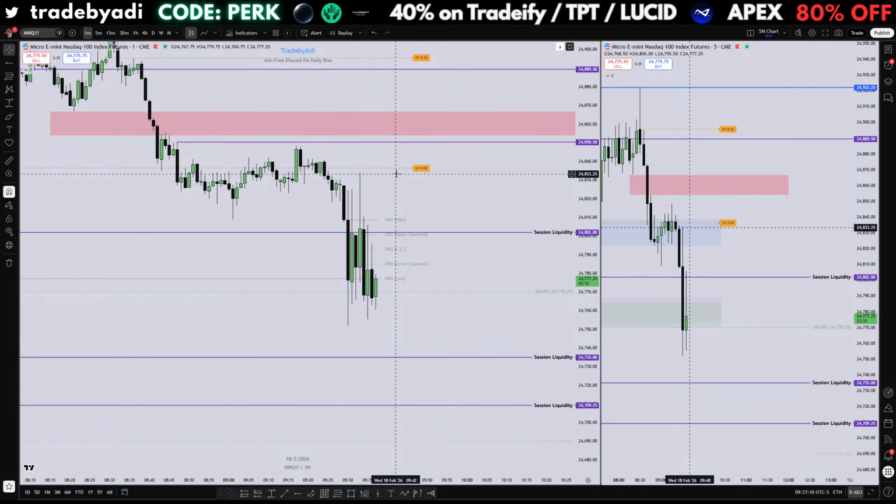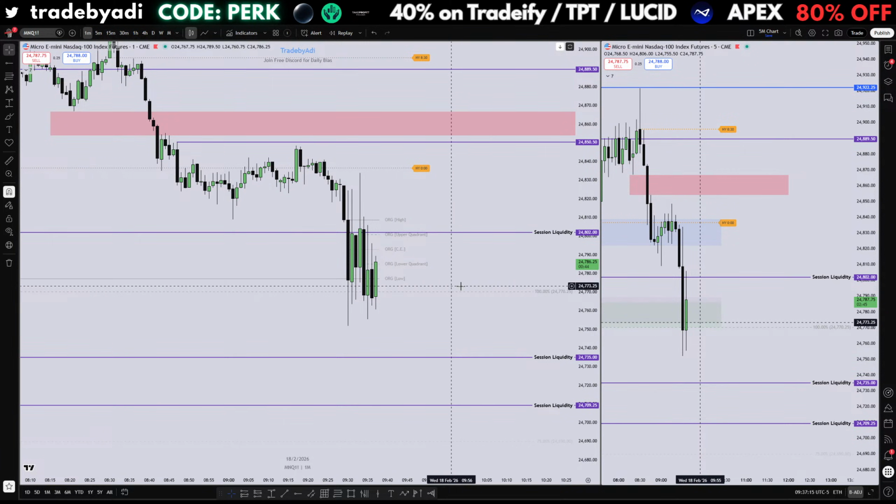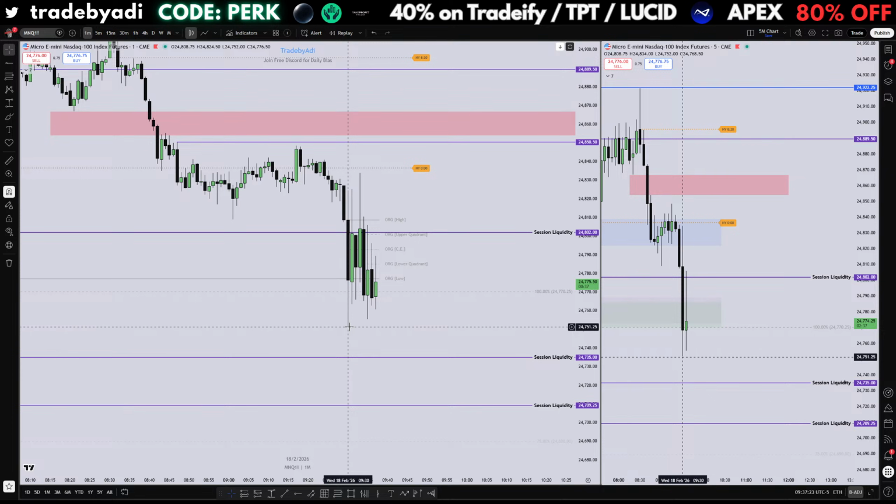We flipped this gap fully, and we did not even do anything. We have this minor sell side liquidity. Let's wait. It is a high resistance liquidity run. Really not good. The price action is not good.